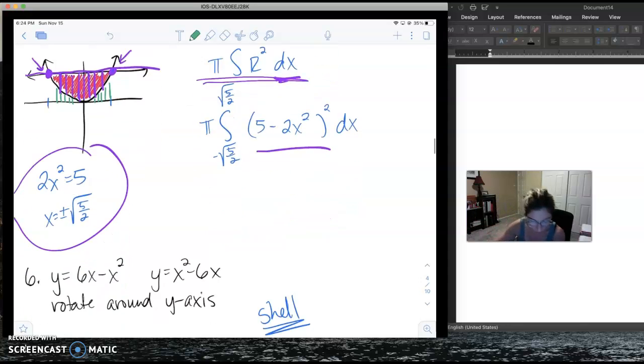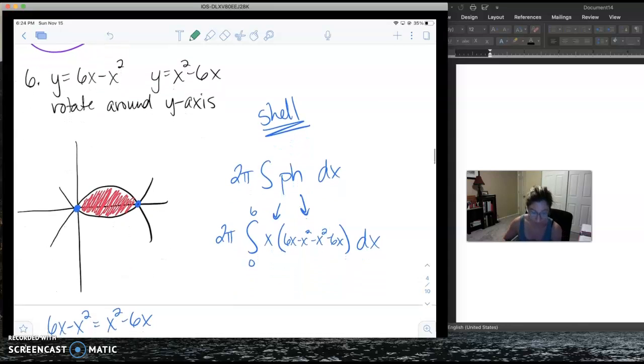Let's do one more here, number 6. Number 6 has 2 different parabolas. If you look at the first one, the 6 minus x squared, if you were to rewrite that in a different order, would be a parabola that opens upside down. The other one is an x squared minus 6x, so that's a parabola that opens up. You could even graph it in your calculator to see, but it looks like the picture that I've drawn. You can see that there's a little bit of an area in between those 2 parabolas that looks like this.